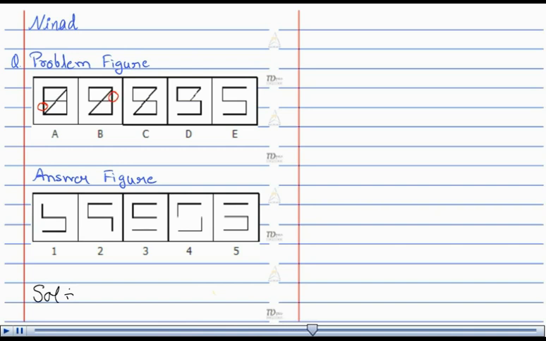Again, from C to D, it is disappearing from the lower portion, and again from D to E, it is disappearing from the higher portion. For example, from C to D, this line is disappearing, and from D to E, this line is disappearing, and this is again lower and this is upper. Therefore, the only option which can be answered to this question is answer number 2.